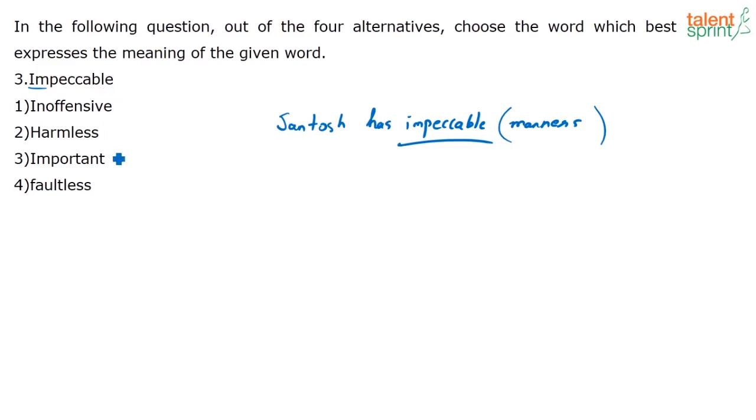Something that is out of the options. If I say inoffensive, harmless, important, faultless, what would you say is of a very high standard? Which of these words could I use and say, you know what, I can use this word to describe something of a high standard? Faultless, right? That's our answer. This is again a synonym that they're asking, right? So anybody else, important does not necessarily mean of a very high standard, right?